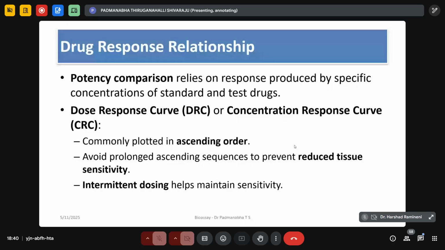So we are going to plot this in an ascending order, and we are comparing these plotted graphs with respect to the standard drugs and the unknown compound. Usually, we need to avoid prolonged ascending sequences, because prolonged higher dose administration can decrease the tissue sensitivity as well. So to maintain the tissue sensitivity, we need to go for intermittent dosing, and a washout period has to be given so that the tissue availability will be maintained.